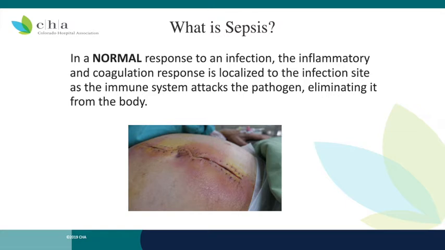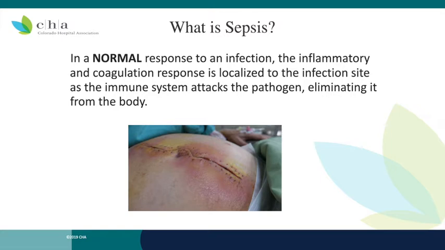So, what is sepsis? Sepsis is a systemic inflammatory response due to an infection within the body. Another example of a systemic inflammatory response is anaphylaxis due to an allergen, and we all know how critical it is in recognizing anaphylaxis and treating it. Same thing for sepsis.